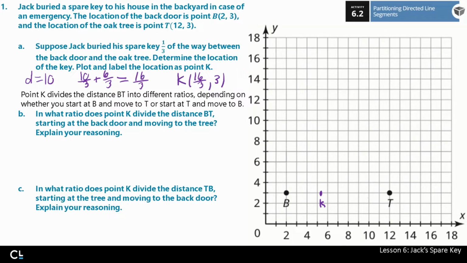So it says point K divides the distance BT into different ratios, depending on where you start. At B and move to T, or start at T and move to B. So it says, in what ratio does point K divide the distance BT, starting at the back door and moving to the tree? So what is the ratio here? The way we could think about it is, since we cut this into thirds, that means there's technically 3 parts here, right?